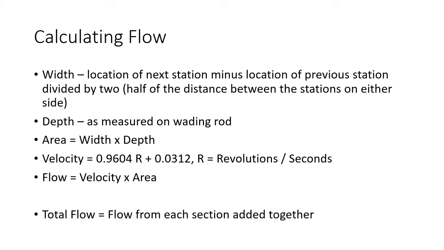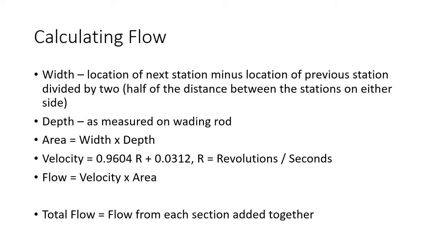Sometimes we have to use more seconds at very low flow when the Pygmy is spinning so slowly that we don't get a complete revolution at 40 seconds. But let's say, for example, that you had 10 revolutions in 40 seconds. R would be 0.25. So you would plug 0.25 into this equation to do 0.9604 times 0.25 plus 0.0312. And that would then give you the velocity in feet per second at that location.